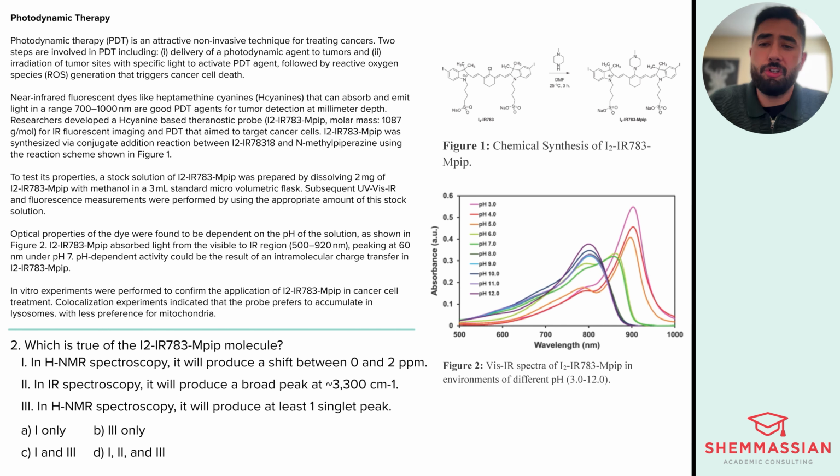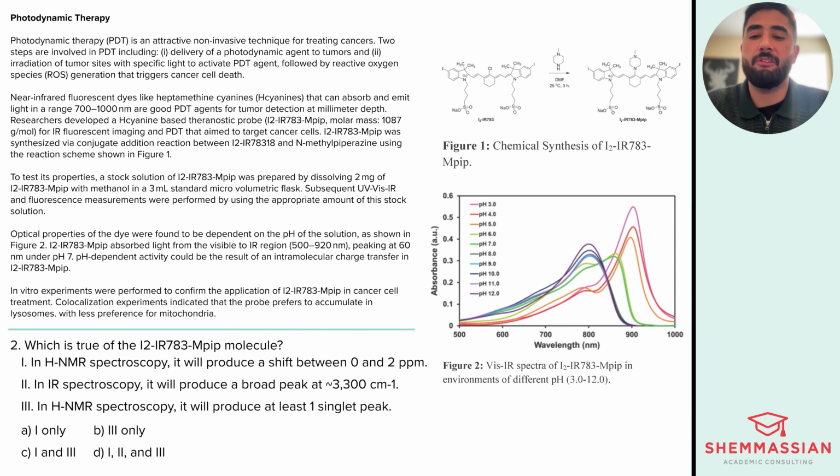It states, what is true of the MPIP molecule? Statement 1 states, in HNMR spectroscopy, it will produce a shift between 0 and 2 ppm. That's parts per million. Statement 2, it says, in IR spectroscopy, it will produce a broad peak at 3,300. And statement 3, in HNMR spectroscopy, it says that it will produce at least 1 singlet peak. The interesting thing here is now we're talking about different types of spectroscopy and the different types of results that we would get based off of that spectroscopy for the MPIP molecule.